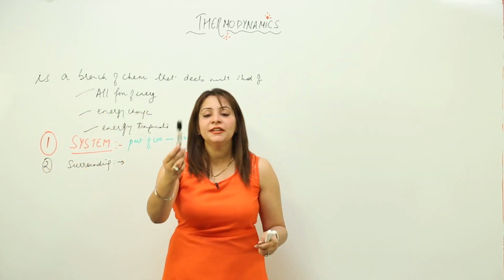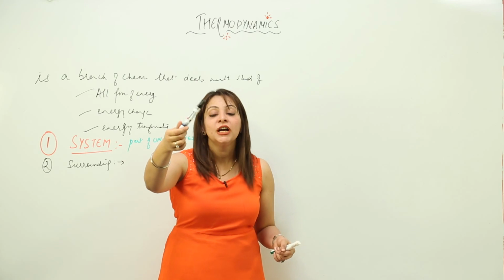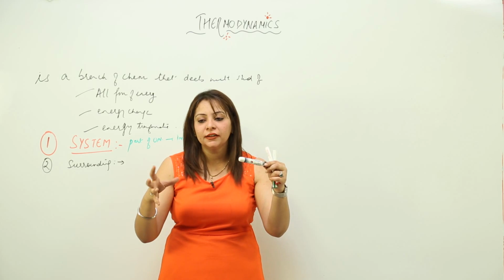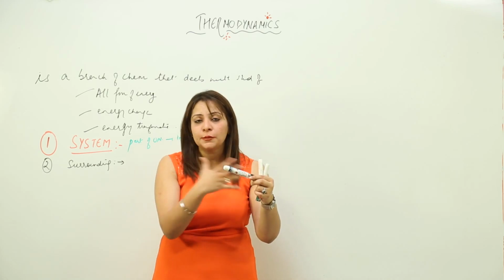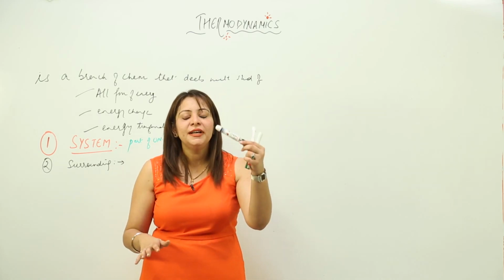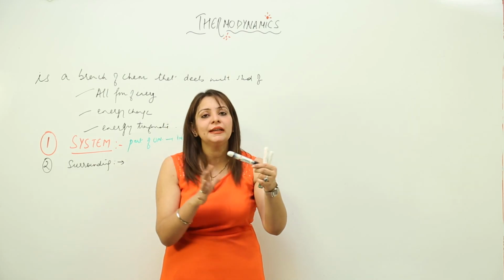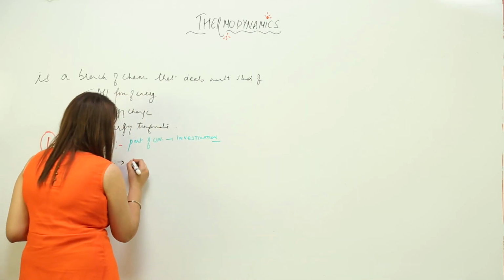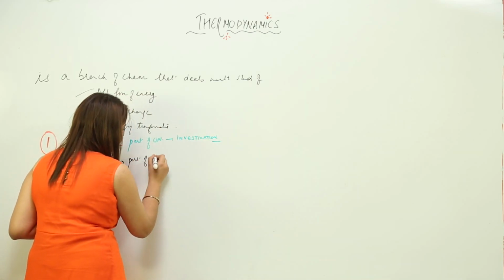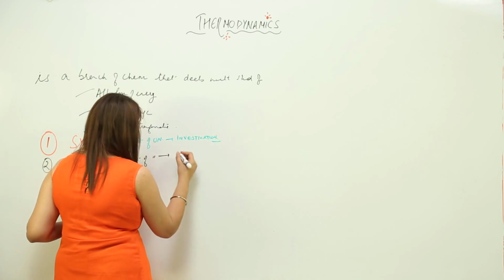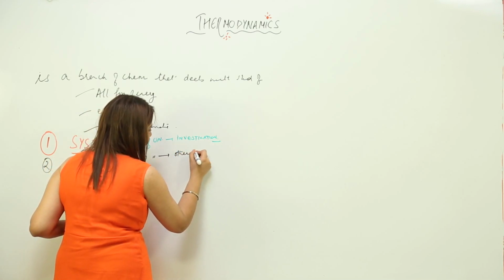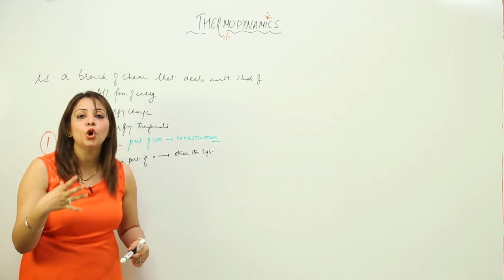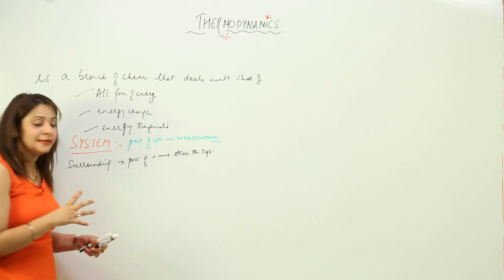Suppose I told you that this is my system, I am going to study about it. Apart from this, everything which is around this marker, like the chair, table or the atmosphere, leaving this marker, whatever is surrounding it is called its surrounding. So surrounding is the part of the universe other than the system. We leave the system, and everything around that system is called the surrounding. So this is the surrounding.